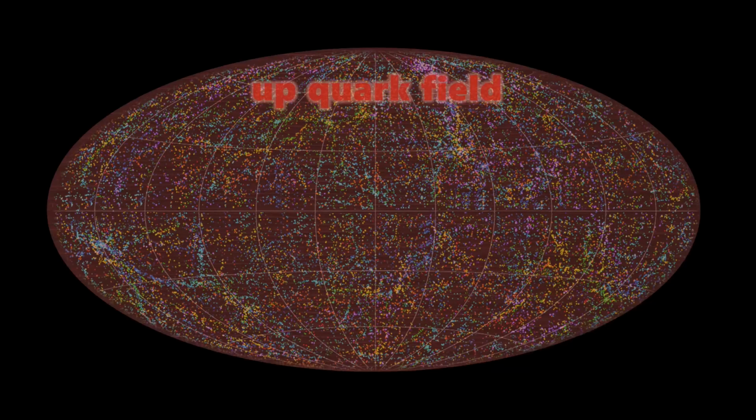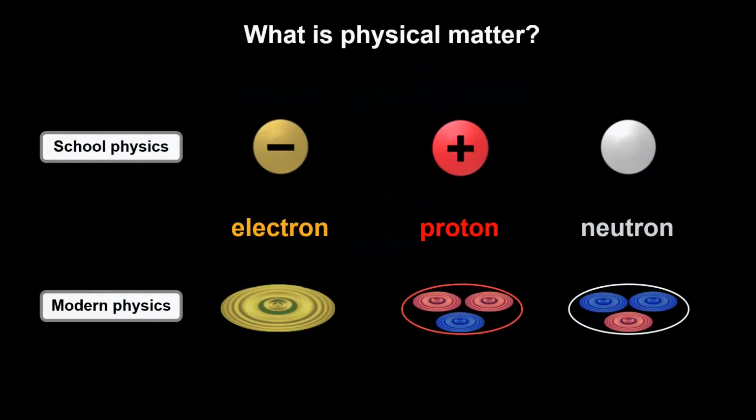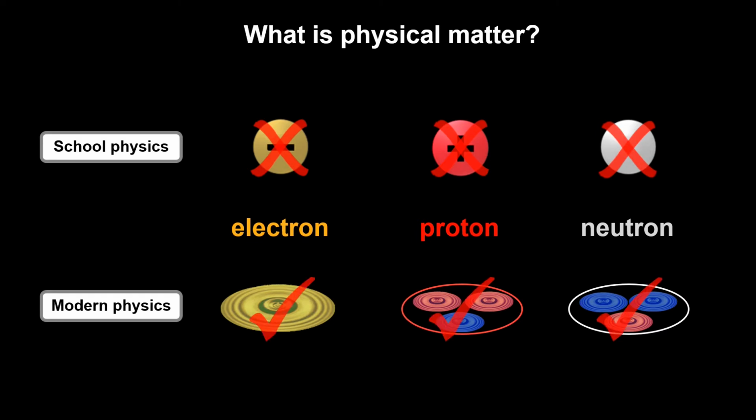Up quarks and down quarks are regarded as elementary particles, so there is also spread throughout the universe an up quark field from which up quarks are formed, as well as a down quark field from which down quarks are formed. So now we can see that when we drill down to the most microscopic levels of physical matter, we find that there is nothing solid anywhere in our world. Everything we call solid is nothing more than ripples in quantum fields.